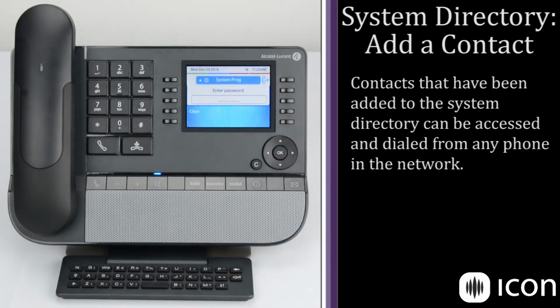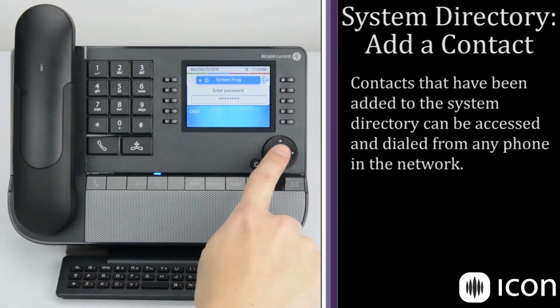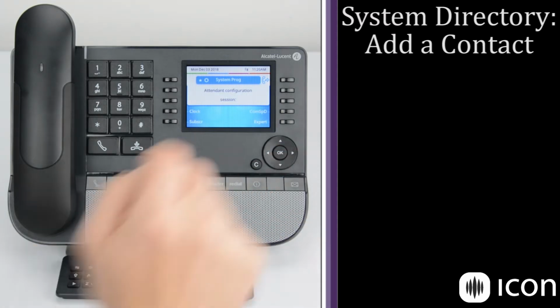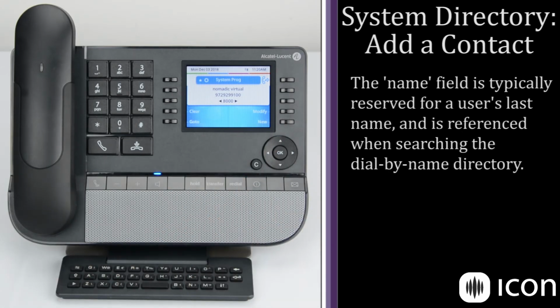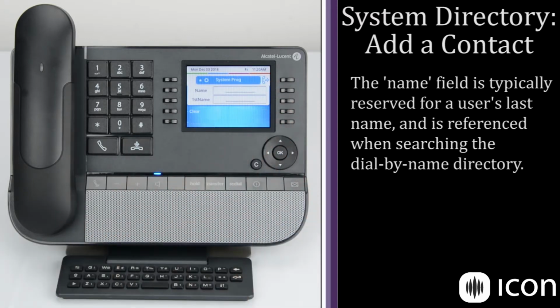From here we enter the operator password, which for this system is demo, capital D-E-M-O 1478. Select OK. And from here we select Common Speed Dial from the operator menu. To create a new listing, we select New, and from here we start entering the name for the contact we'd like to add.